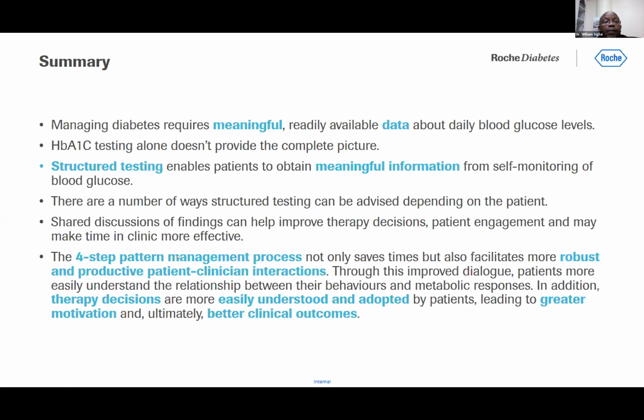The four-step testing pattern, or the four-step pattern management process, not only saves time, but also facilitates more robust and productive patient-clinician interactions. Through this improved dialogue, patients may easily understand the relationship between their behaviors and metabolic responses. In addition, therapy decisions are more easily understood and adopted. And also, this can lead to greater motivation and ultimately better clinical outcomes, which is really the bottom line. Better outcomes, quality of life, survival.